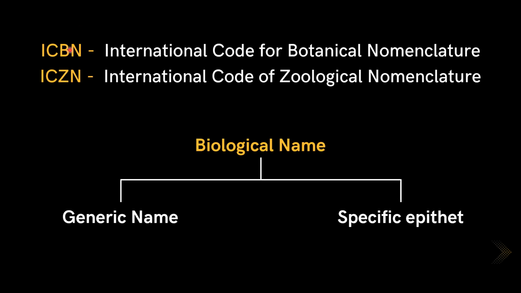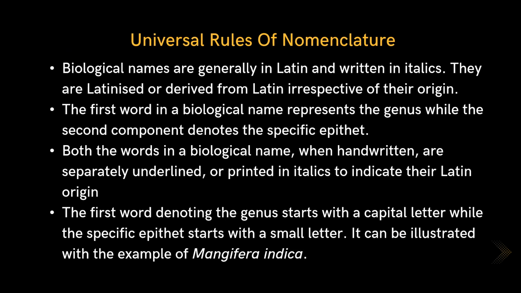So ICBN and ICZN are the two bodies that are responsible for giving the biological names for plants and animals respectively. These are the full forms of both: the International Code for Botanical Nomenclature and the International Code of Zoological Nomenclature. So a biological name is divided into two parts, that is generic name and specific epithet.